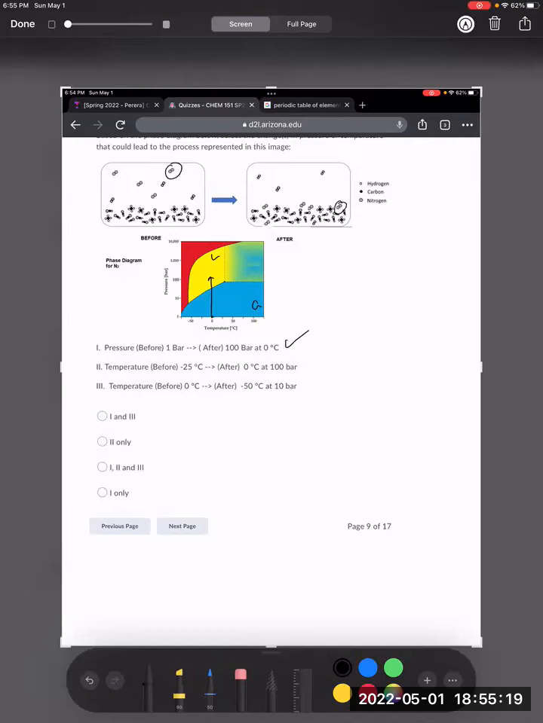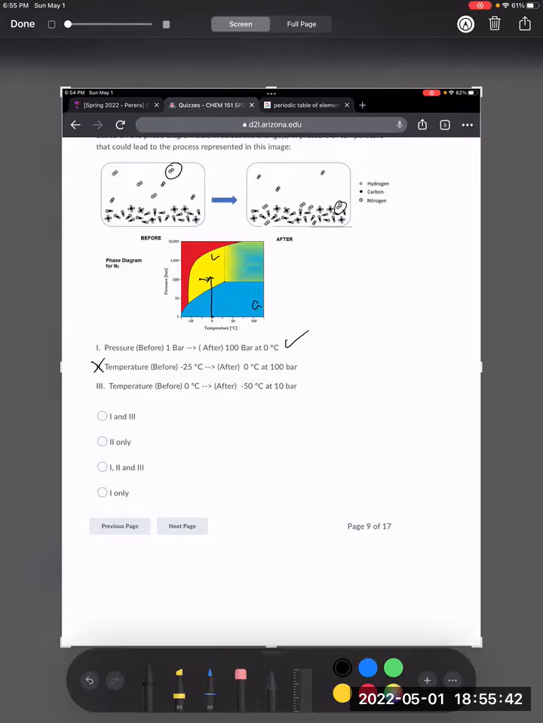All right, and then 2. At 100 bar, you're going from minus 25 degrees to 0 degrees. So you're going from here to here. You will stay in the liquid phase here. So that is not going to help. So that is out.